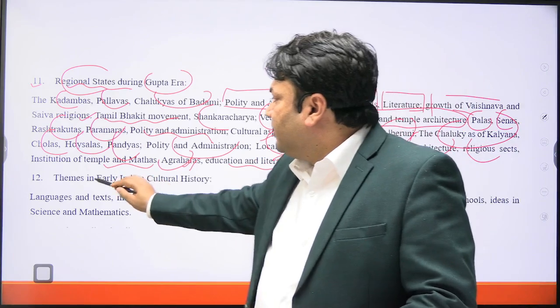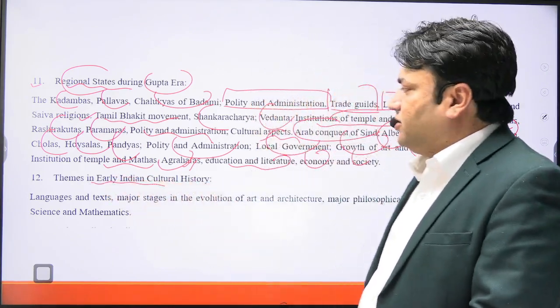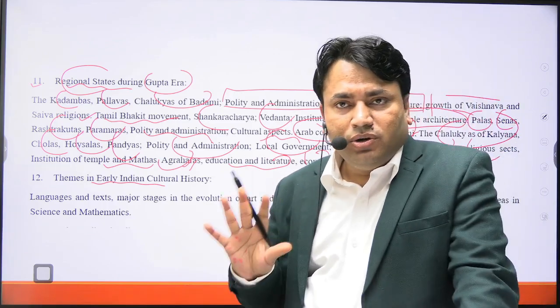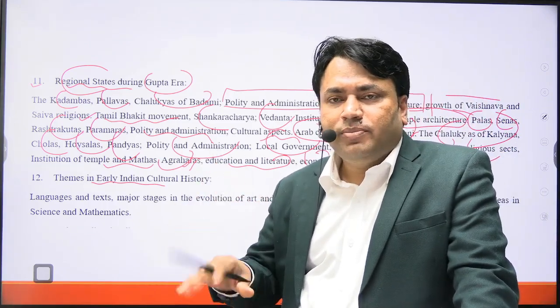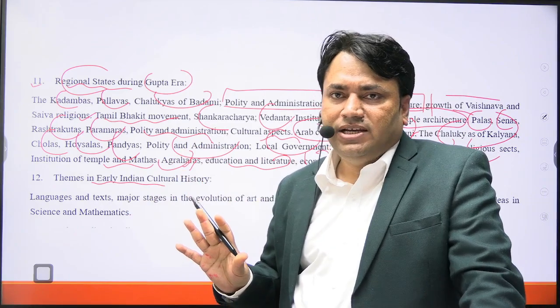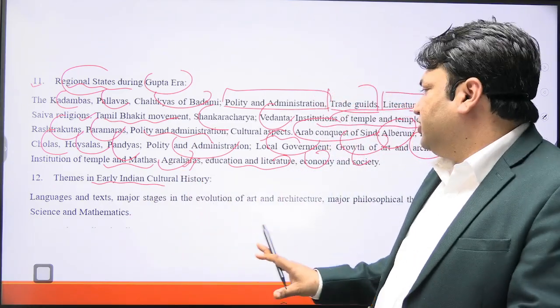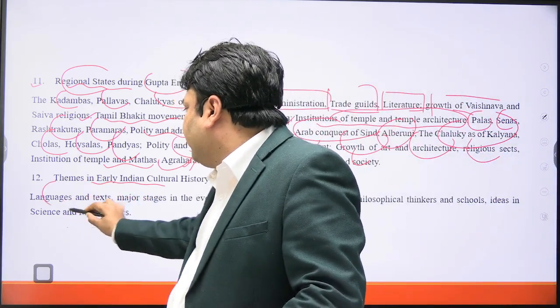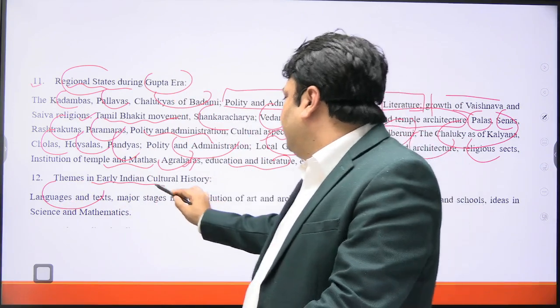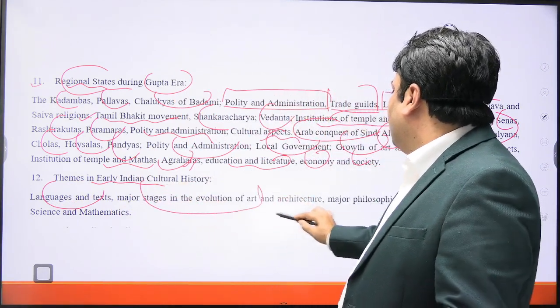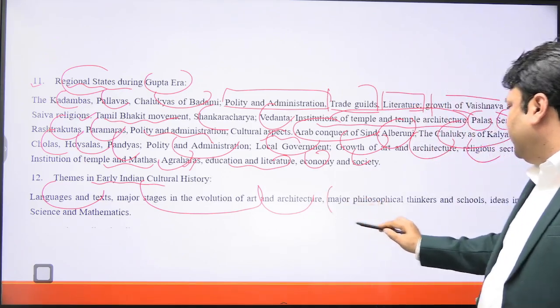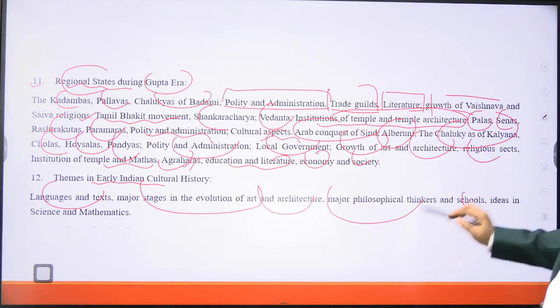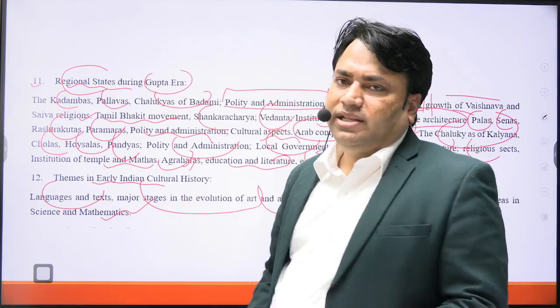Now the next topic is themes in early Indian cultural history. It means that there are a total of 12 topics. So this 12th topic is all about the culture in ancient Indian history. And in this culture part, we need to cover the languages and the texts. We need to cover major stages in the evolution of art and architecture. We need to cover major philosophical thinkers and schools. We need to cover ideas in science and mathematics.